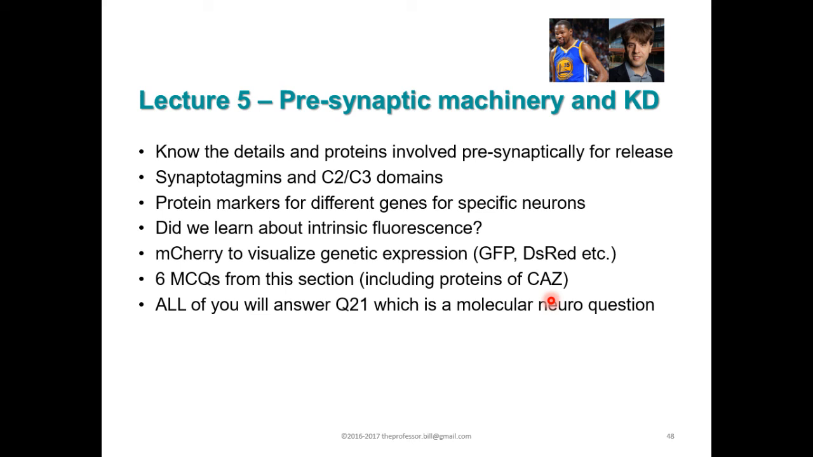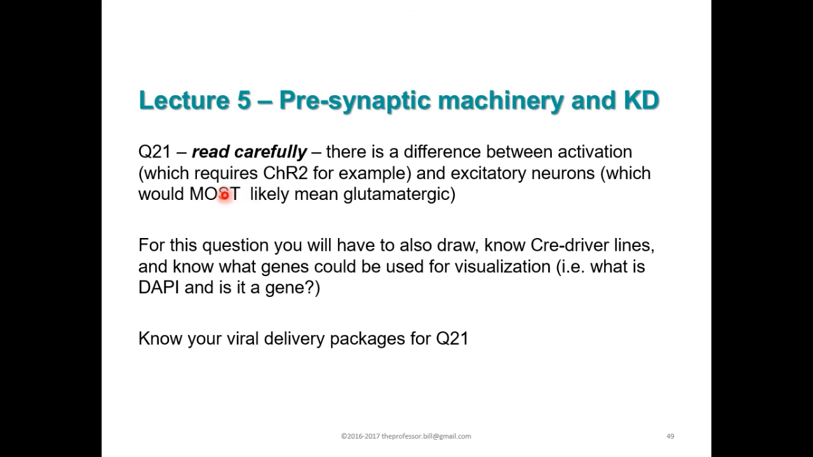Okay, so again, make sure that you can do all of that. For question 21, I want you to read very, very carefully. Some of the answers that you've been putting online are good, but I want you to read carefully. There is a difference between asking you for activation. So for example, I can turn on a group of neurons using channelrhodopsin 2 or ChR2, I can activate them, and that's different than excitatory neurons.